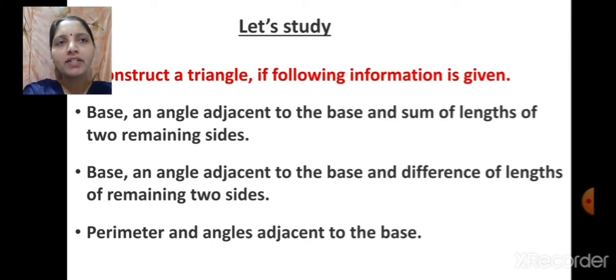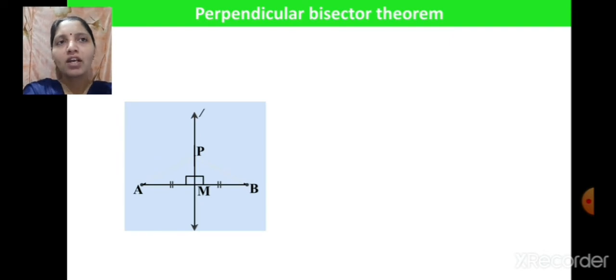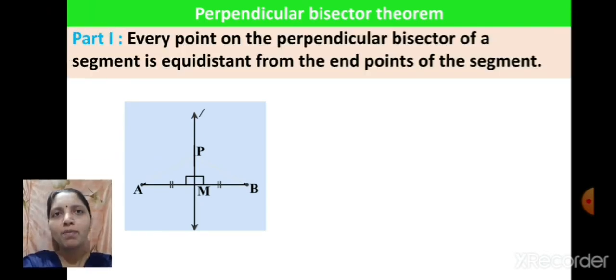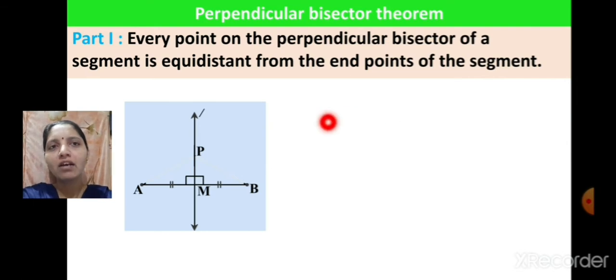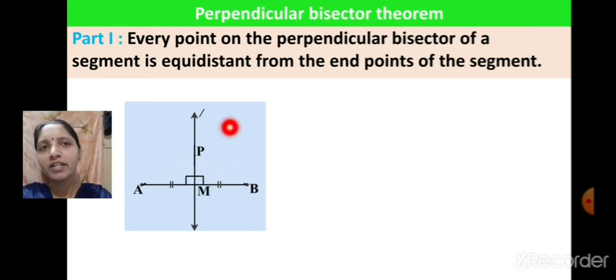Using this information we are going to construct a triangle. To understand this first construction, you need to first understand the perpendicular bisector theorem. So what is the perpendicular bisector theorem? Do you remember? We have learned this theorem in the triangle lesson. There are two parts. What is part 1? Every point on the perpendicular bisector of a segment is equidistant from the endpoints of the segment.